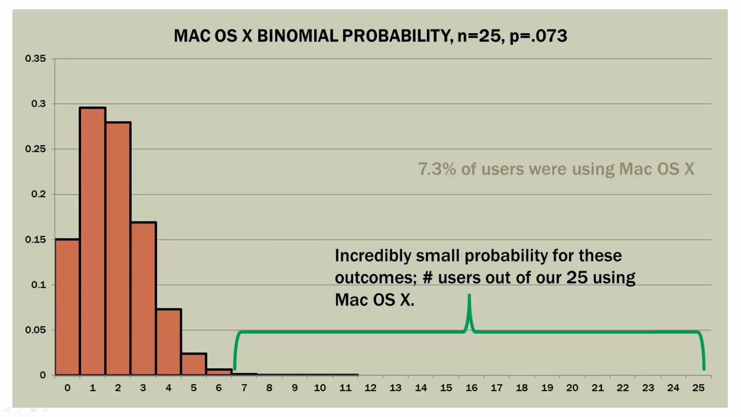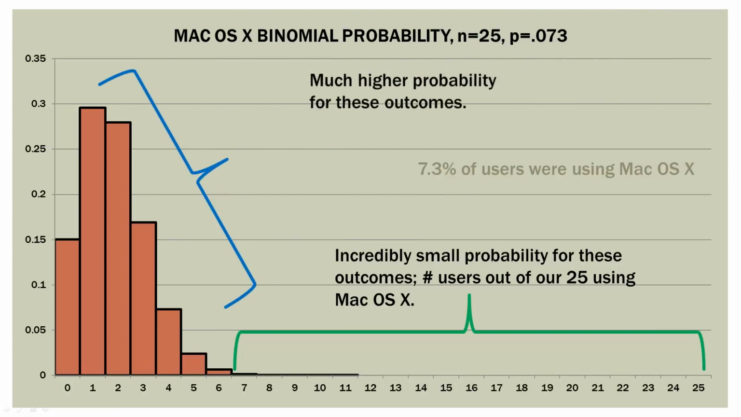And that should make sense because only 7.3% of users are using OS X. So if we had 20 people using OS X in our sample, well, that's 80% of our sample. But out in the world, only 7.3% of users are using it. That's why the probability of that 20 happening is so small.